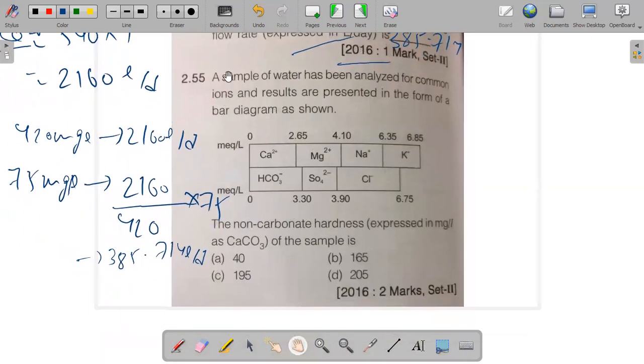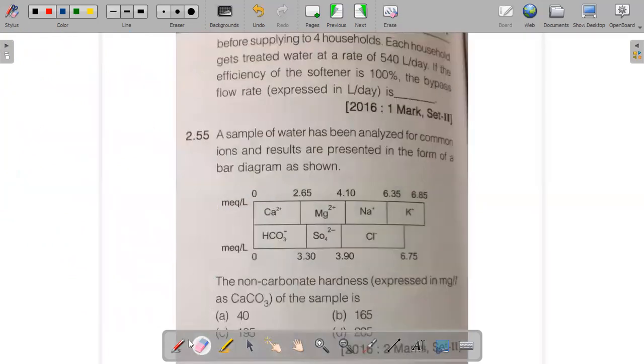Here a sample of water has been analyzed for common ions, and results are presented in the form of a bar diagram. Let's erase all of this. We need to find the non-carbonate hardness. For non-carbonate hardness, first we need to find the total hardness and the carbonate hardness.